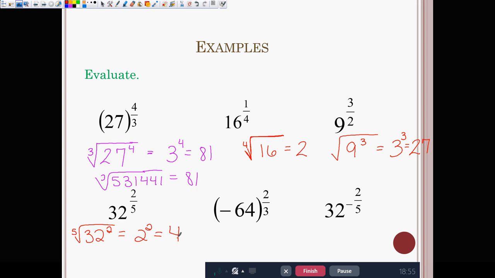Okay, so we're going to make this into a root. So I'm going to have negative 64 on the inside. And what is my power? 2. And what is my index? 3. What is the 3rd root of negative 64? Negative 4. And then that's going to be squared. And what is negative 4 squared? 16.